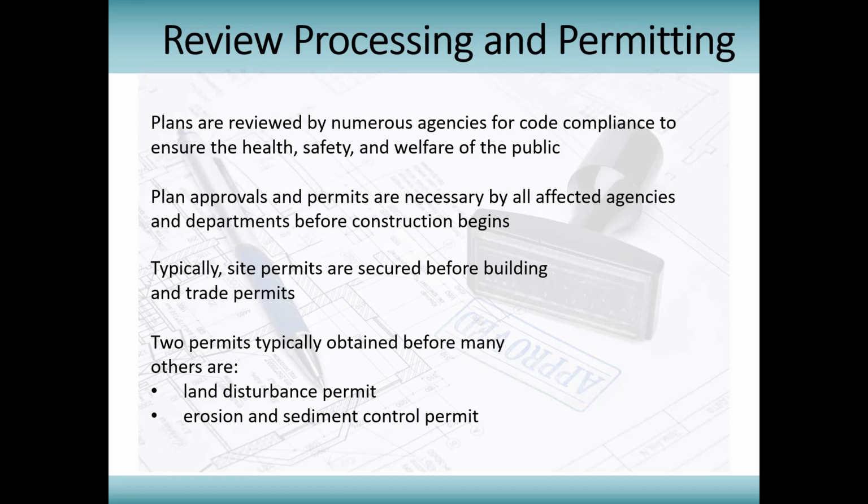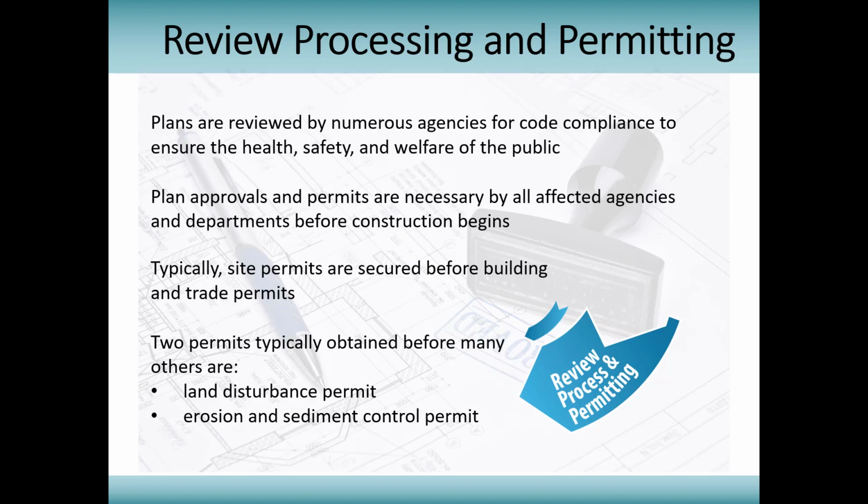Phase 4, Review Processing and Permitting. To determine if your project is in compliance with construction codes, the zoning ordinance, and other municipality or state ordinances, other agency reviews may be necessary. Approval from all appropriate review agencies and departments is necessary before any construction can begin. Plans not in code compliance will result in staff comments and require the consultant to address the deficiencies and resubmit the plans. The municipality issues different types of permits for construction, such as building permits, trade permits, and land disturbance permits. Recognize that fees will be required.